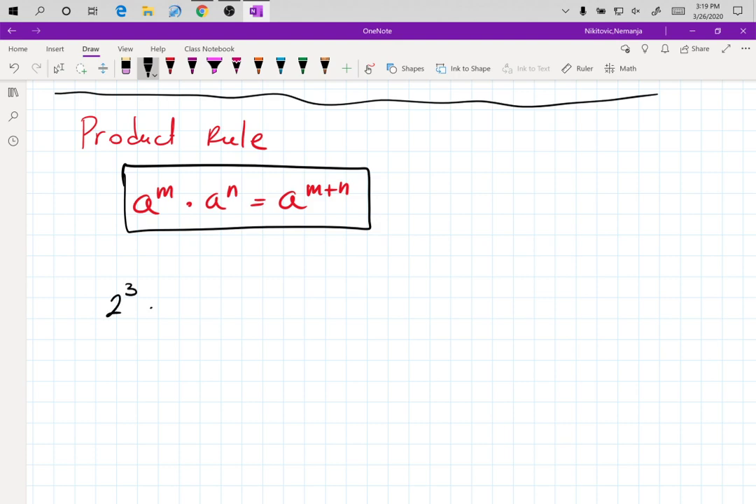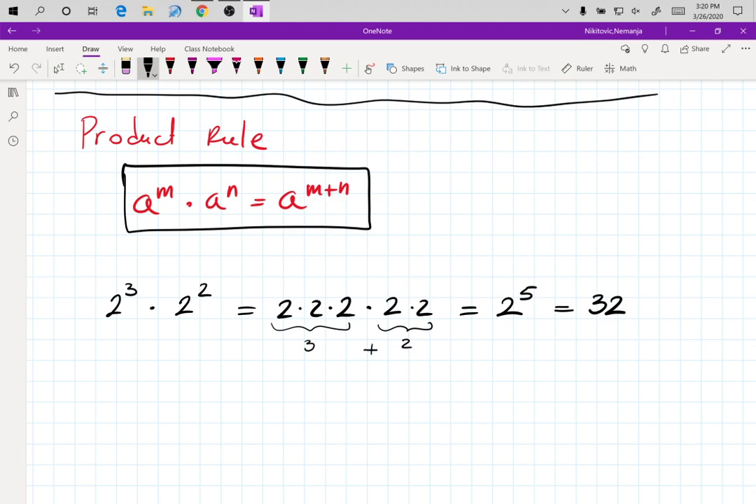How about 2 cubed times 2 squared? Well, 2 cubed is 3 2's, and then we have times, and then 2 squared is 2 times 2. I hope that you see that altogether you have 5 of these 2's. Well, that was 3 plus 2, right? And the answer is 2, 4, 8, 16, 32 in either case. So these are your 3 2's, these are your 2 2's, and when you add them, you get your 5 2's that are on the pile.